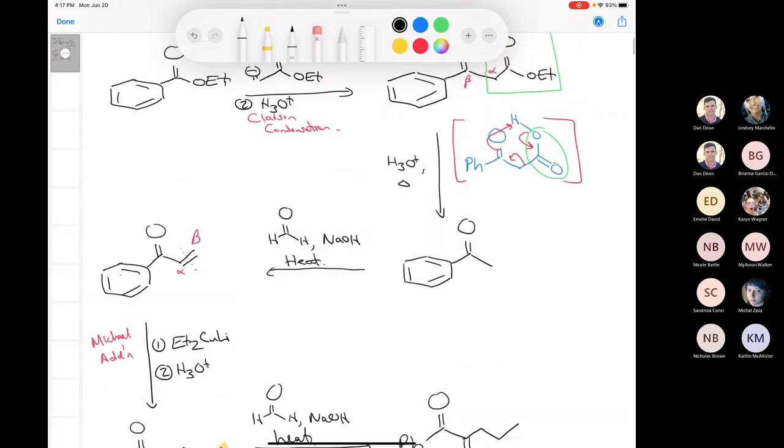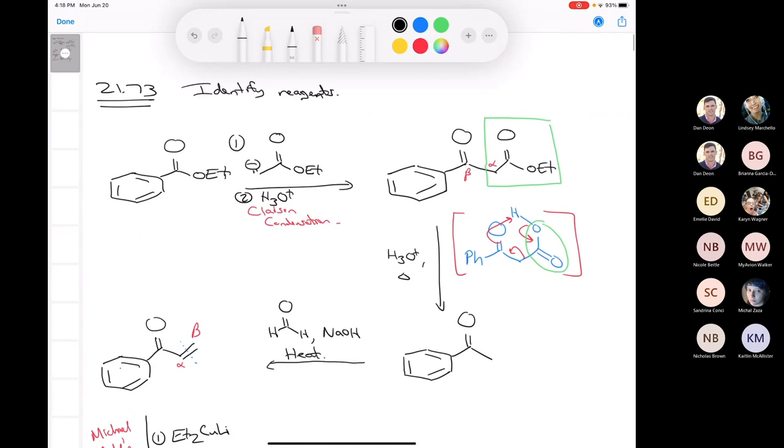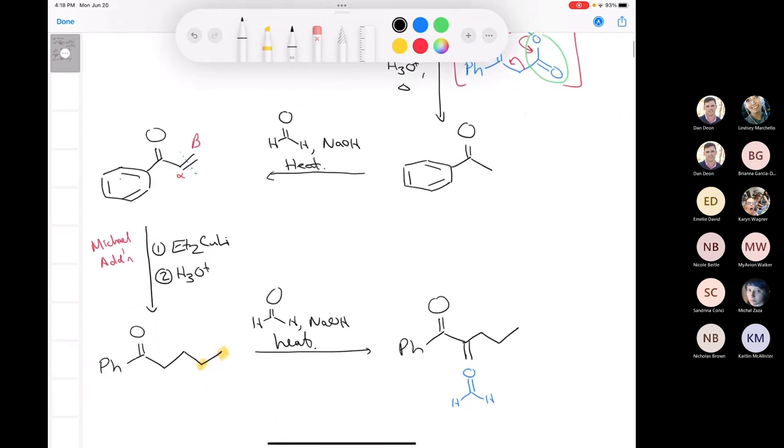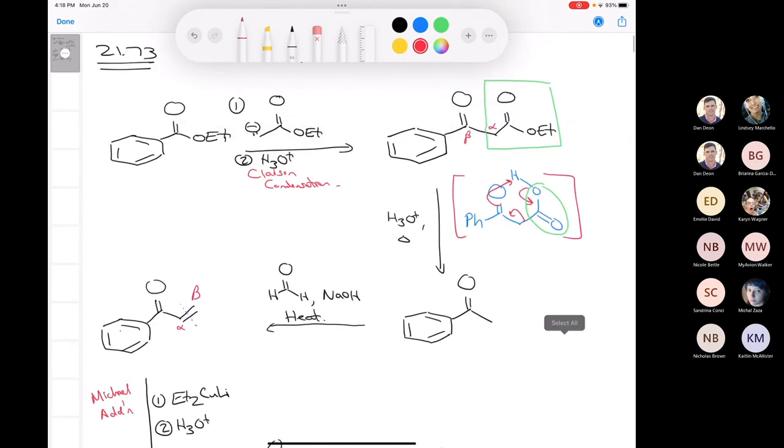So you can see that we employed the Claisen condensation and the Michael addition chemistry, and we also did a decarboxylation here. So decarboxylation, which shows up in a few reactions in this chapter. So just a little bit of providing reagents for a reaction.